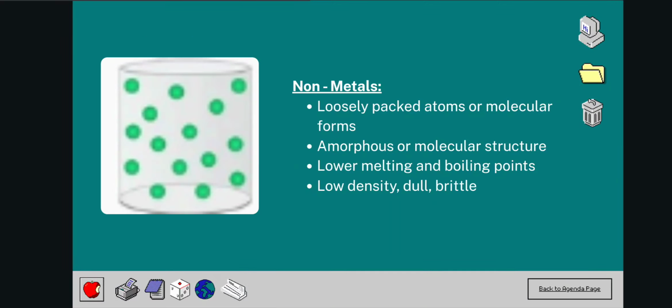Next, about non-metals. Loosely packed atoms or molecular forms. Amorphous or molecular structure. They have low melting and boiling points and low density, dull and brittle.